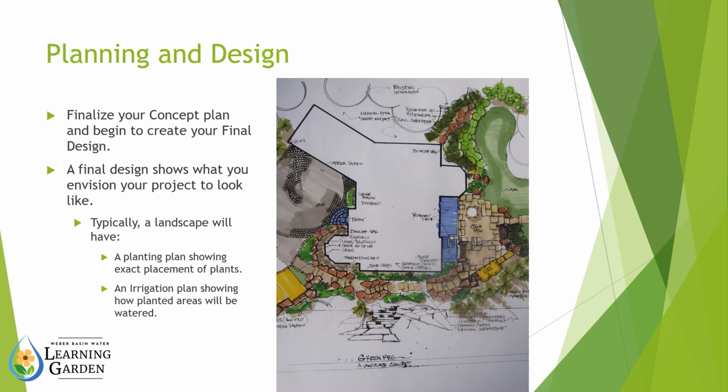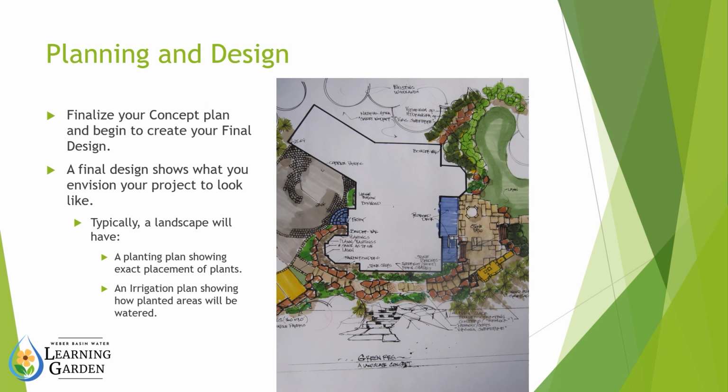After you feel comfortable with your concept plan, it's time now to make those design elements a little bit more concrete. And you can start doing this by finalizing that concept plan, using those design elements, the elements of art and the principles of design, and taking your styles that you've decided on and really drawing in a final design. And that final design is to show what you envision your project to look like. And so this is what typically landscape contractors will use to construct your design.